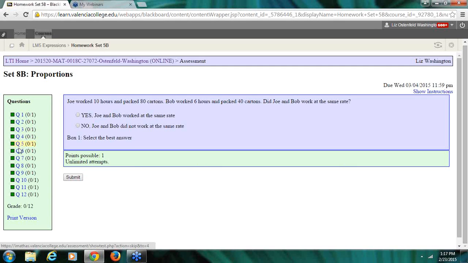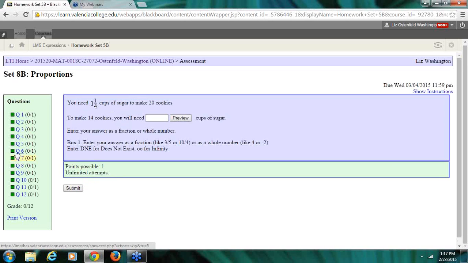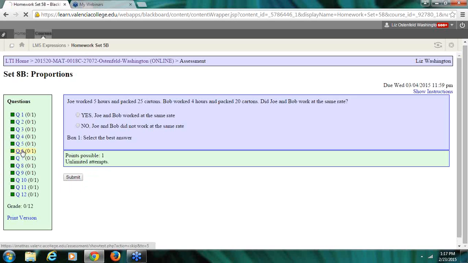Same exact thing. So I'm just going to go back to this one where it's asking, did they work at the same rate? This is asking a different question, right? This isn't asking who did more. It wants to know if they're equal. So in other words, it wants to know if the proportion is true.